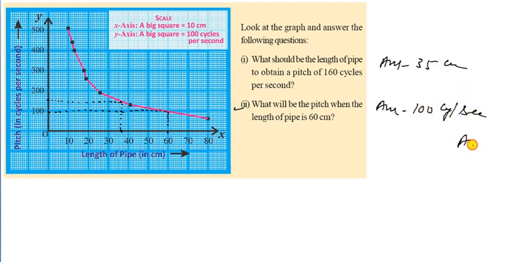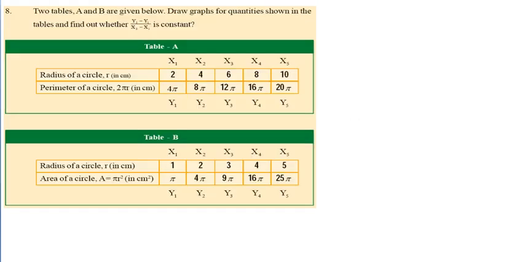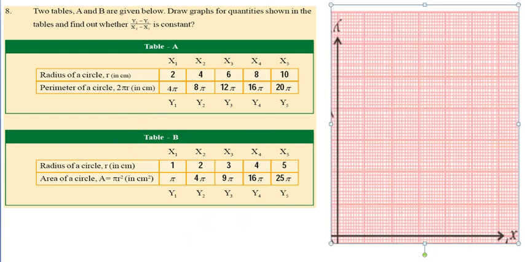So these are the answers you can write with the help of graph paper. It's a very easy method to draw this. So let us see the next question. Two tables are given here, and in this, draw the graph of the quantities shown in the table and find out whether y2 minus y1 upon x2 minus x1 is constant or not. So you can see in both the tables, whether y2 minus y1 upon x2 minus x1 is constant.